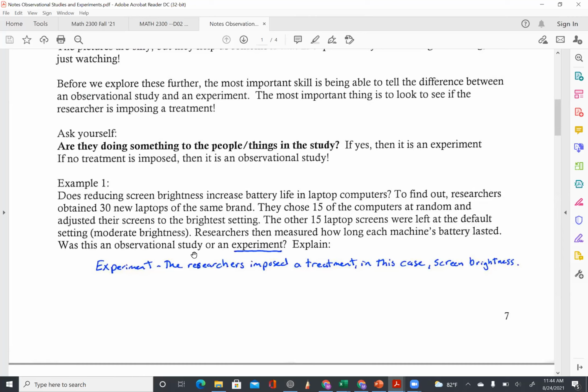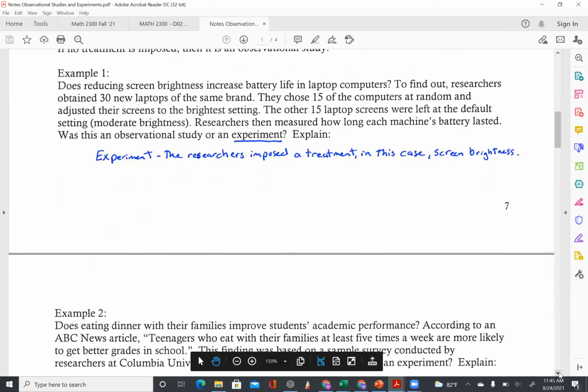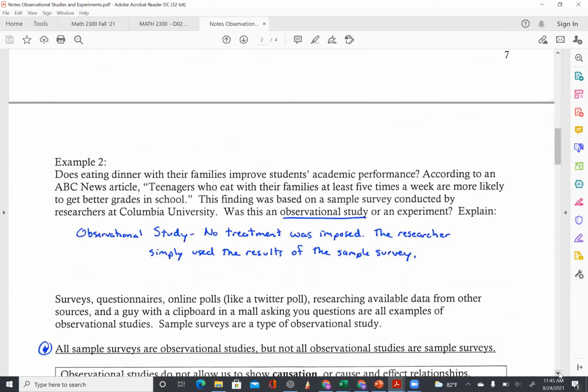Was this an observational study or an experiment? What do you think? Is it observational or experiment? Yes, this is a designed experiment, right? This is an experimental study. Okay, thank you. So let's go over another example.